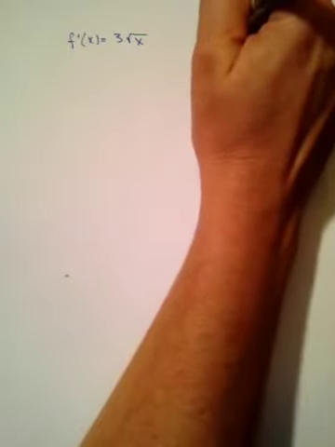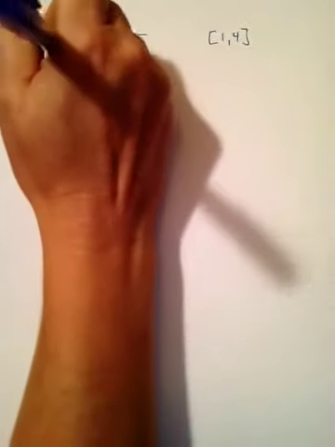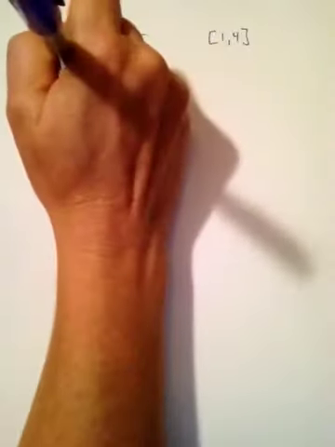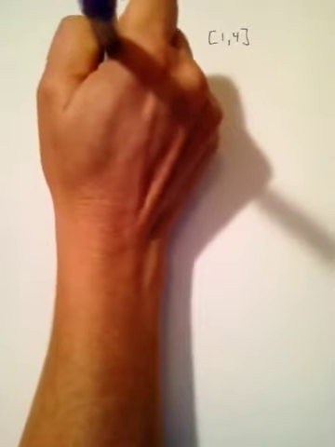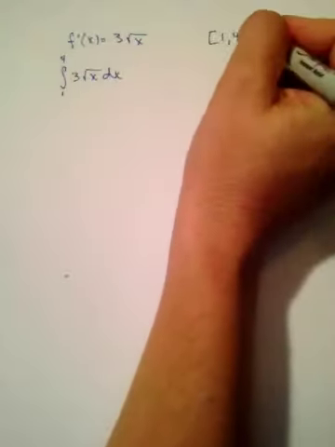We're going to do this again. So I start with f prime of x equals 3 times the square root of x, and I'm on the interval from 1 to 4. So what I want to do is figure out what in the world does this represent and what does it equal. So I'm integrating f prime of x from x equals 1 to x equals 4.